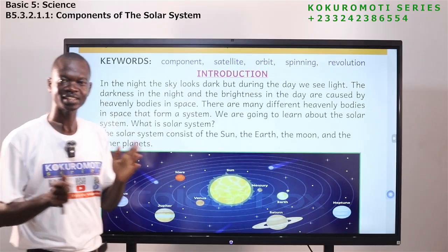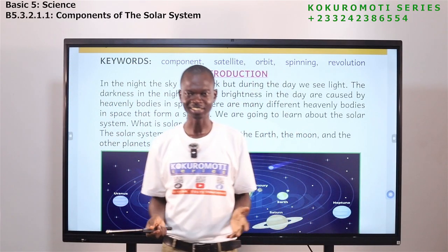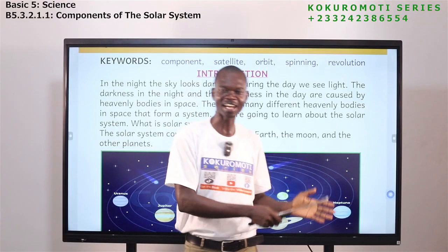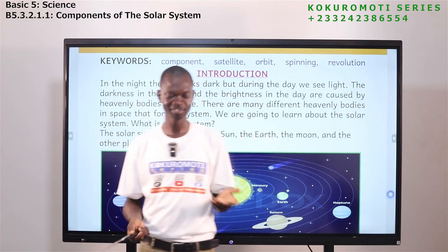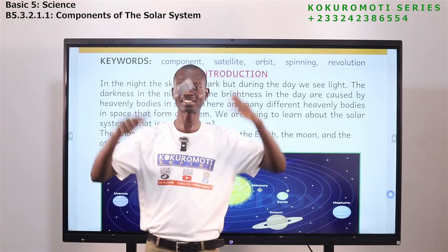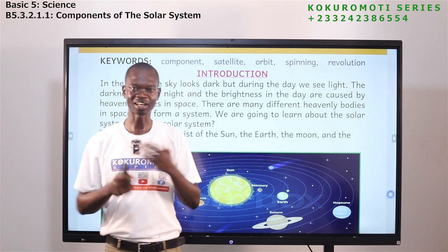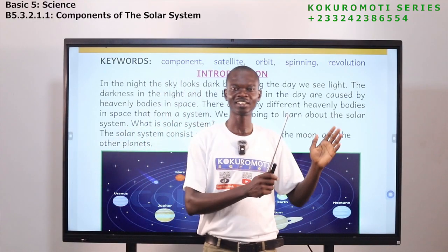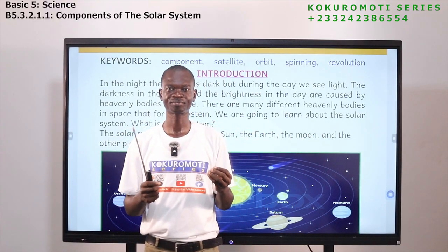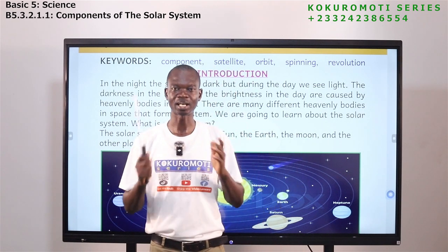So during daytime, if you look into the sky, what do you see? And during nighttime too, if you look into the sky, what do you see? During daytime, we see the sun. In the night, we see stars. The stars are countless. You can't count. We also see the moon. All these things that we see, they are parts of the solar system.